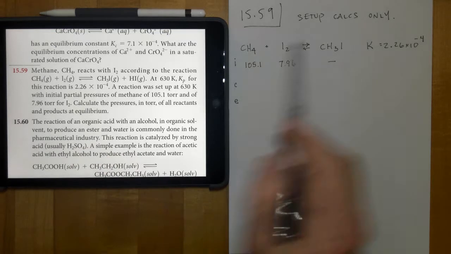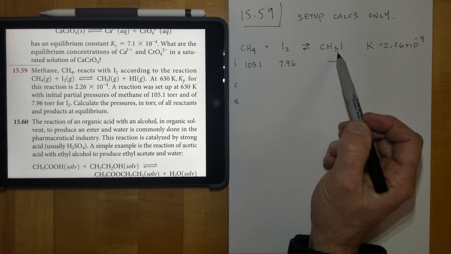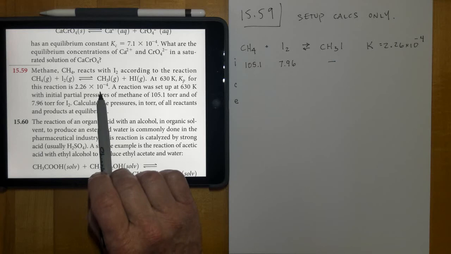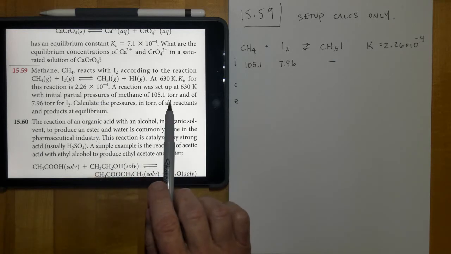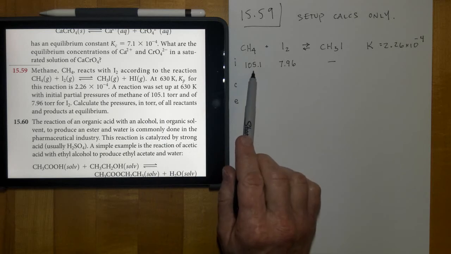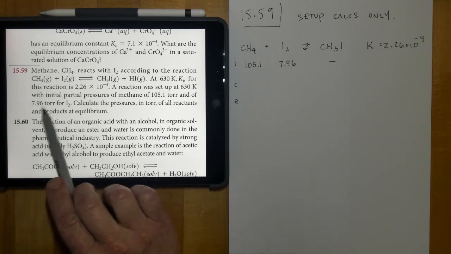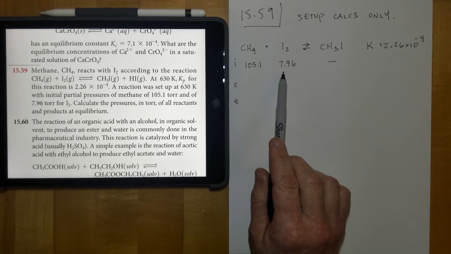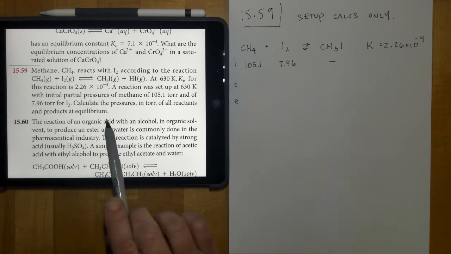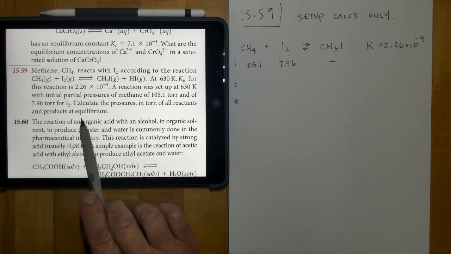15.59. Methane reacts with iodine, and then it makes methyl iodide right here. And then it tells us it's got a K that's equal to 2.26 times 10 to the negative fourth. And then it says that the partial pressures were 105.1 initially for methane and 7.96 for iodine initially. We're assuming that there's none of the CH3I to begin with. Now it says calculate the pressures in torr for all reactants and products at equilibrium.